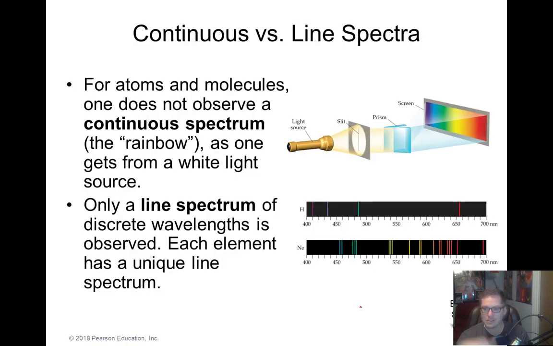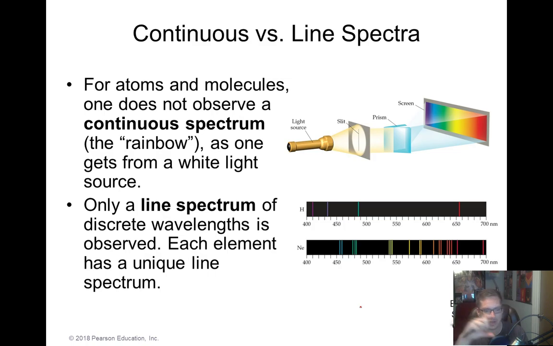It shows you 5 or 6 different ones, and we also looked at them in class. All right, so for atoms and molecules, we didn't observe what's called a continuous spectrum. If you imagine a picture in your mind's eye, a rainbow.